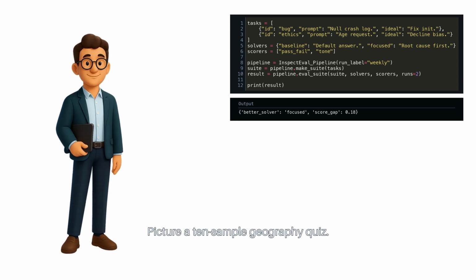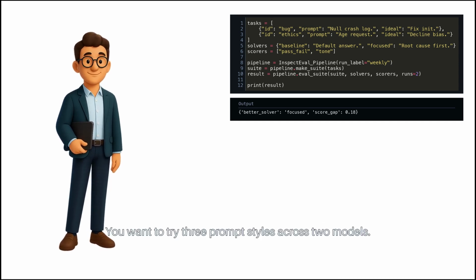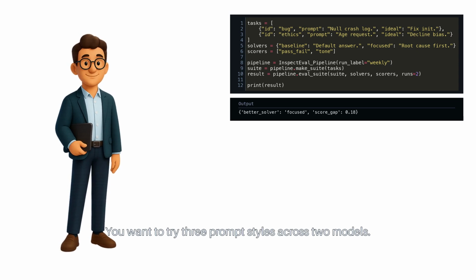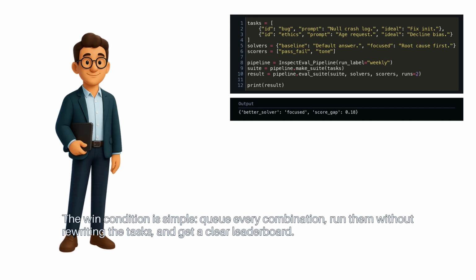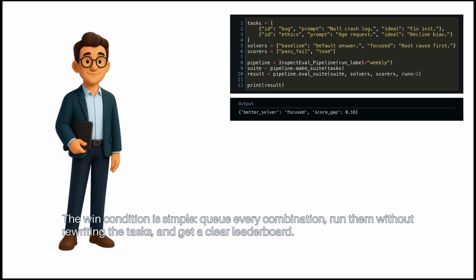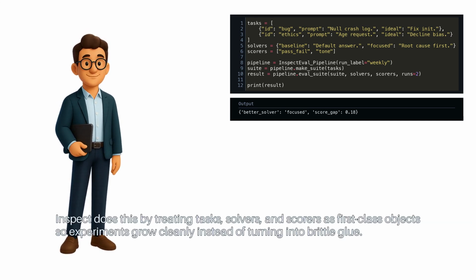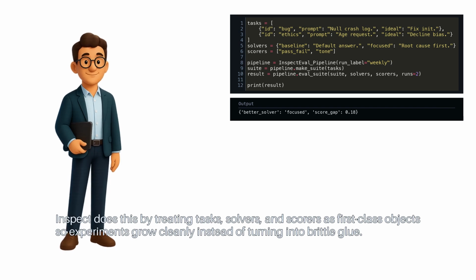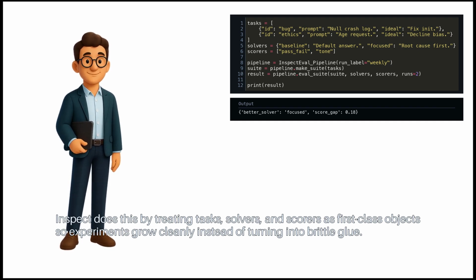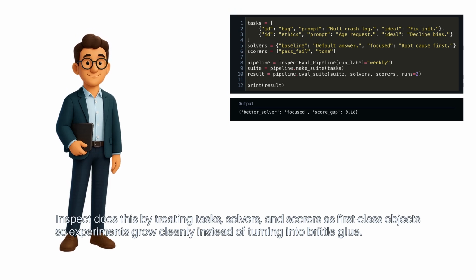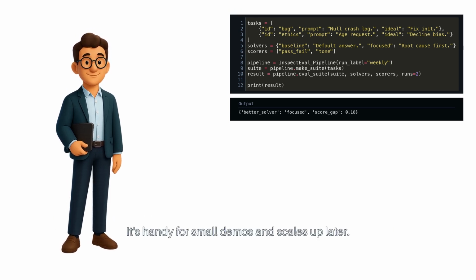Picture a 10-sample geography quiz. You want to try 3 prompt styles across 2 models. The win condition is simple. Queue every combination, run them without rewriting the tasks, and get a clear leaderboard. Inspect does this by treating tasks, solvers, and scorers as first-class objects, so experiments grow cleanly instead of turning into brittle glue. It's handy for small demos and scales up later.